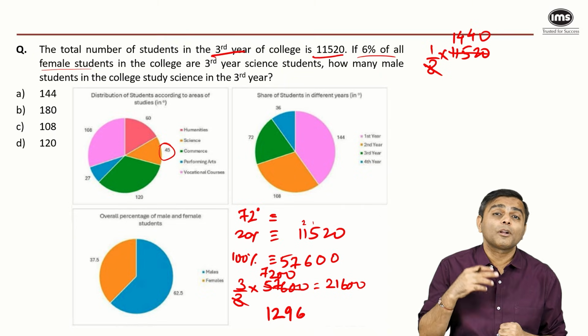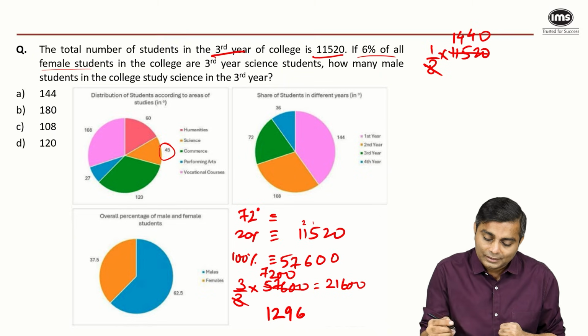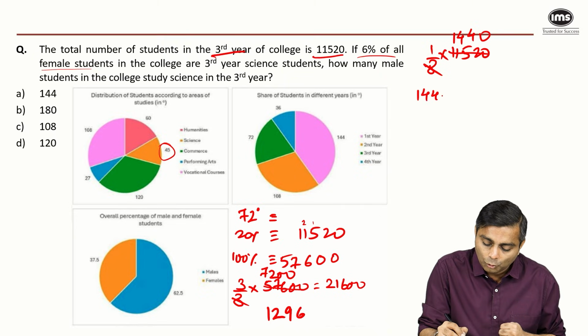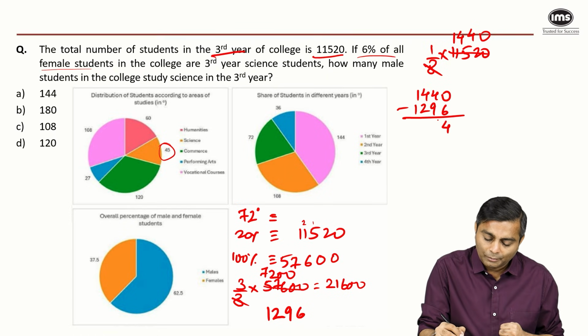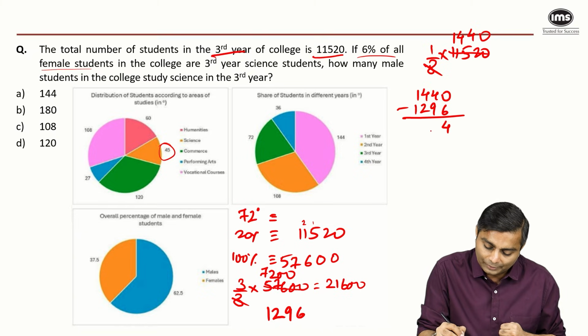1296 is the total number of third year science females. So what we are trying to find is 1440 minus 1296. So 10 minus 6 is 4, 13 minus 9.